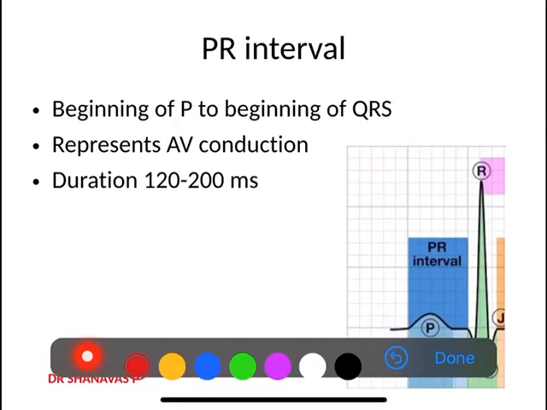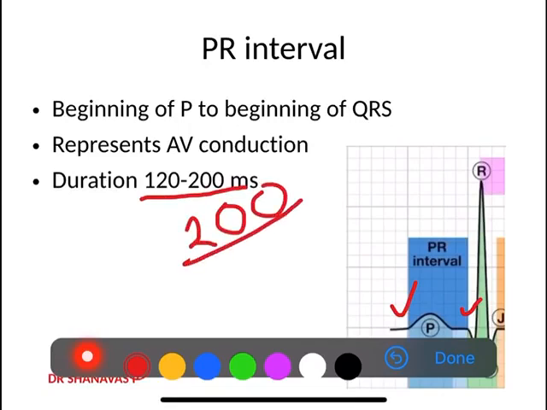It is the duration from the beginning of the P to the beginning of the QRS. That is called a PR interval, and this PR interval represents the conduction from atria to the ventricle, that is, it represents the atrioventricular conduction, and the normal duration of the PR interval is 120 to 200 millisecond. Okay, we know that the maximum duration should be 200 millisecond.